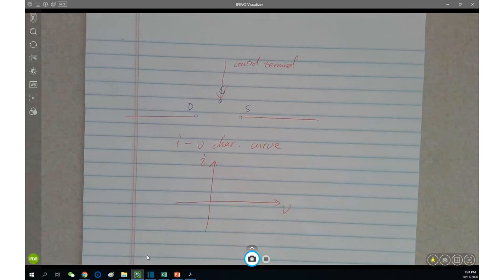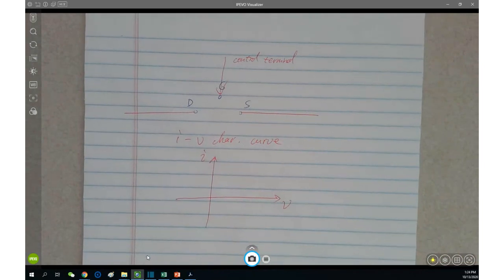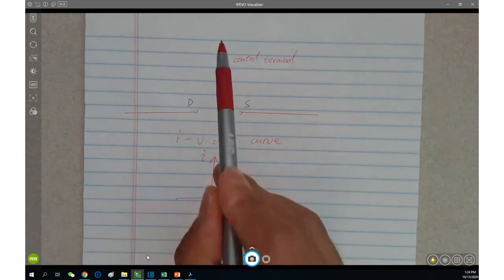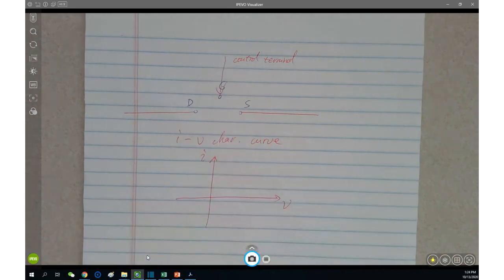IV curve means the y-axis is I, the x-axis is V. What matters is which I and which V. Three terminals, three connections. We might have multiple choices for I and V. Does it make sense? I mean the subscript. So which I makes sense and which V makes sense? This is something you should be able to answer by yourself.